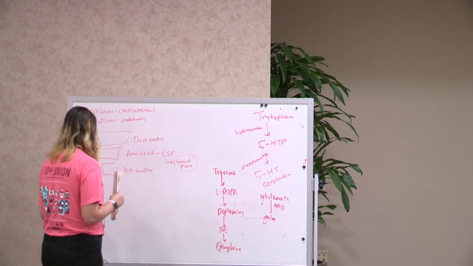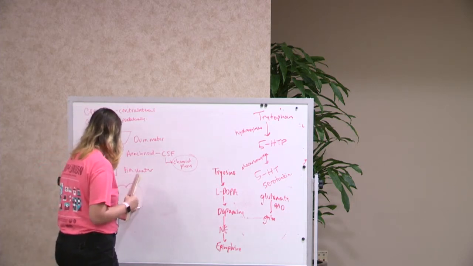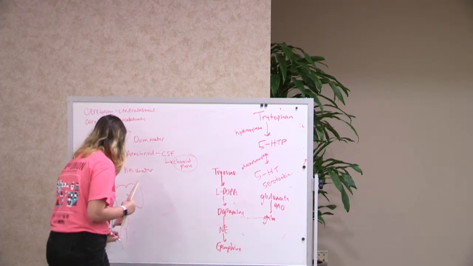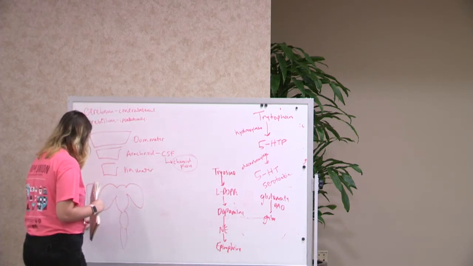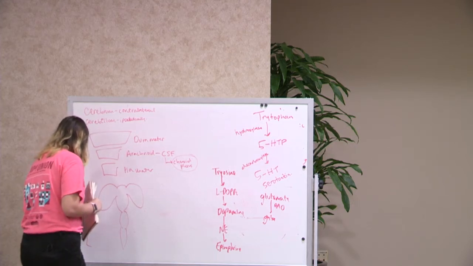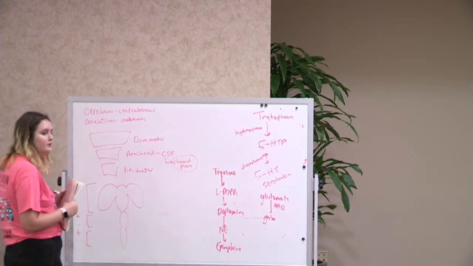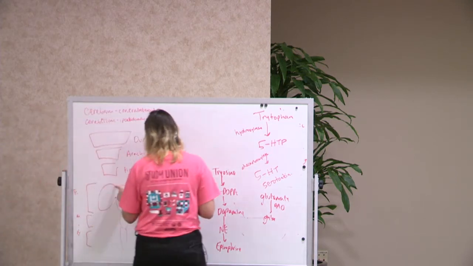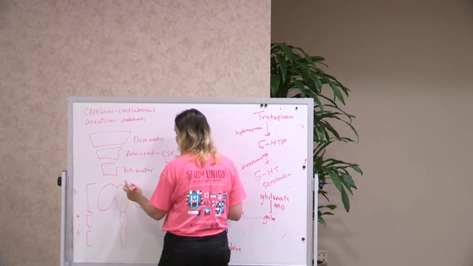So real quick with CNS development. You have your forebrain, midbrain, and hindbrain. In your forebrain, you have your diencephalon and your telencephalon. Your telencephalon is your two, we call them the bunny ears, but it's your two cerebral hemispheres.